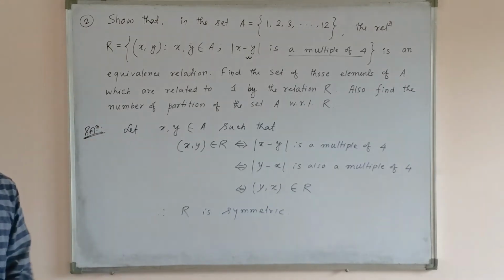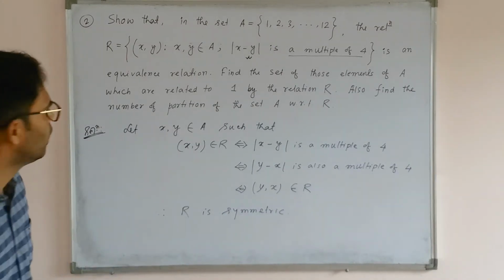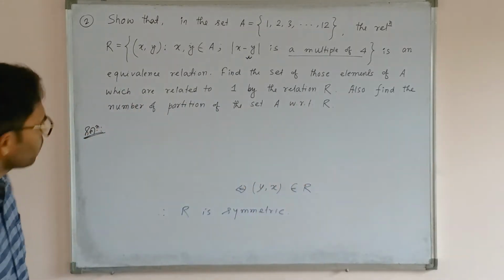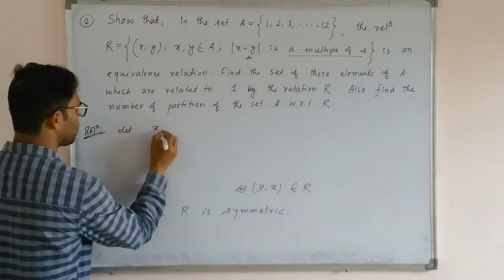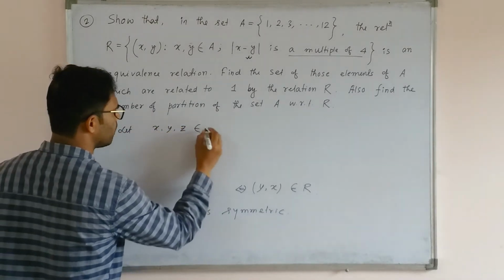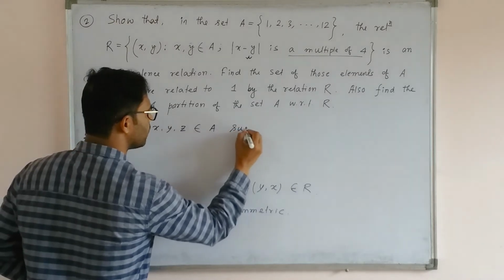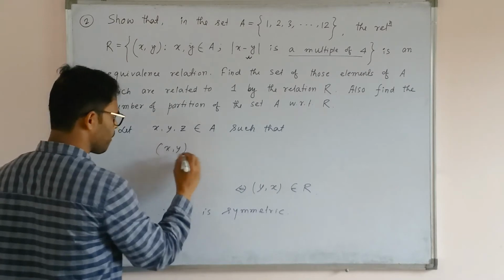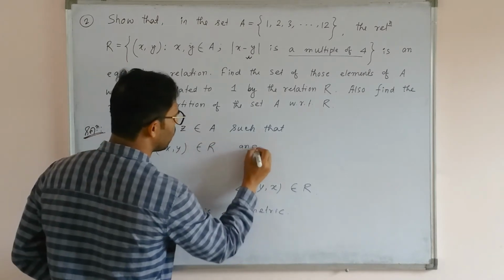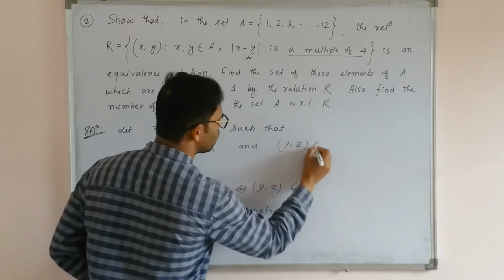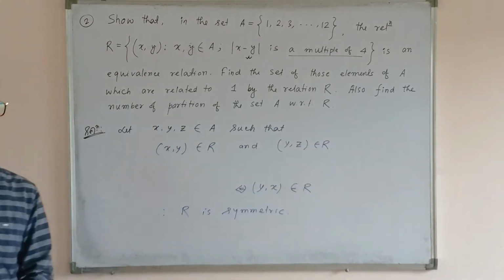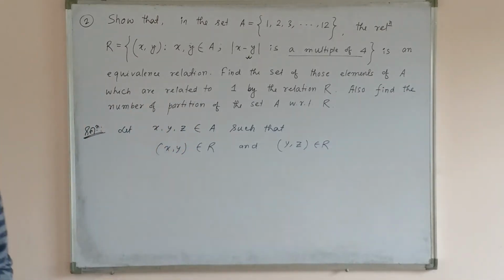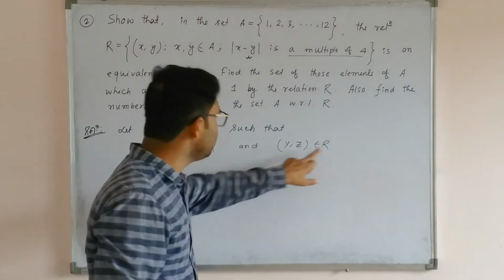Now the third part, this time you have to take 3 elements from the set. So let x, y, z, all belong to the set A, such that the ordered pair xy belongs to R and the ordered pair yz also belongs to R. এই দুটো বস্তু আমি ধরব, xy and yz. Now our target is to check whether xz is in R or not.